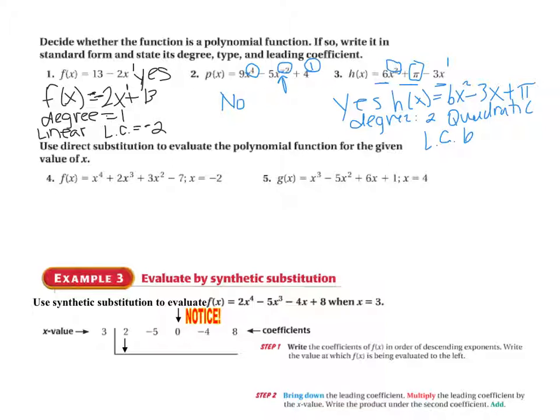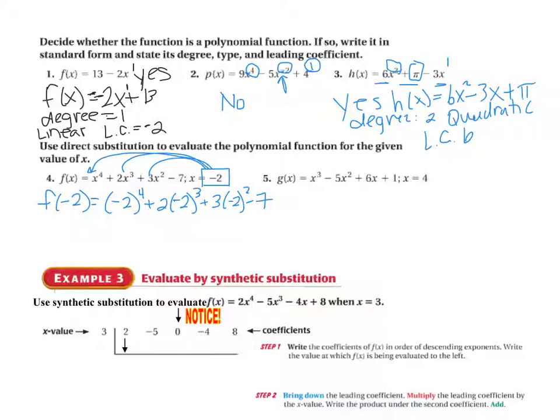All right, so now let's use direct substitution to evaluate the polynomial. So what we're going to do is take negative 2 and plug it into each of these terms. So it's going to look like f of negative 2 equals, parentheses, negative 2 to the 4th power plus 2 times negative 2 cubed plus 3 times negative 2 to the 2nd power minus 7. So we plug that into our calculator. We should get the number 5. So you might want to make sure that you can do that and get the right number.